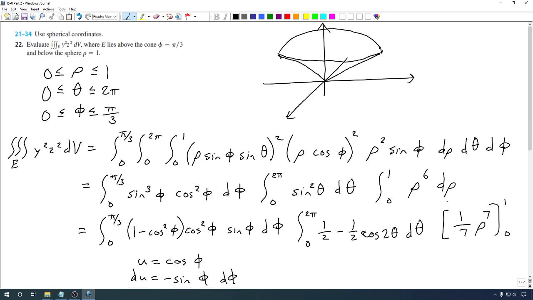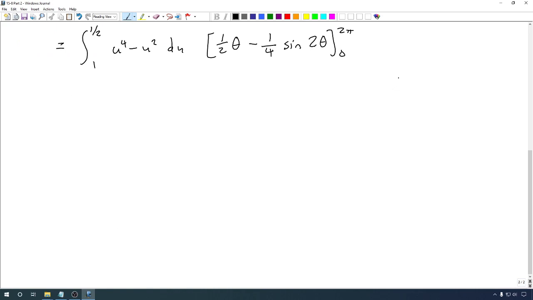And then finally, when we plug in 1 and 0, obviously 0 just gives 0 there, but when we plug in 1, we get a 1/7. So all this is eventually going to be multiplied by 1 over 7. Integrating u to the 4th minus u squared, we get a 1/5 u to the 5th minus 1/3 u to the 3rd. So we're going to go from 1 to 1/2.